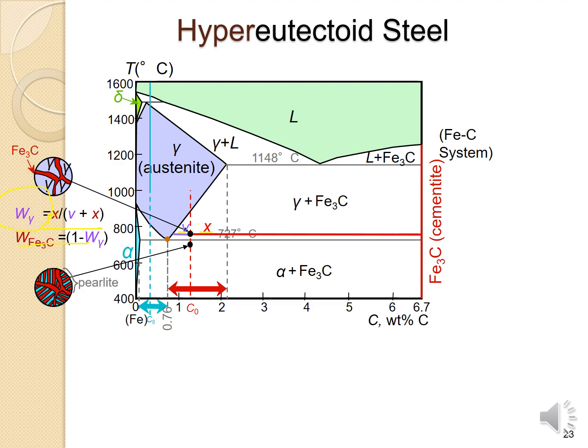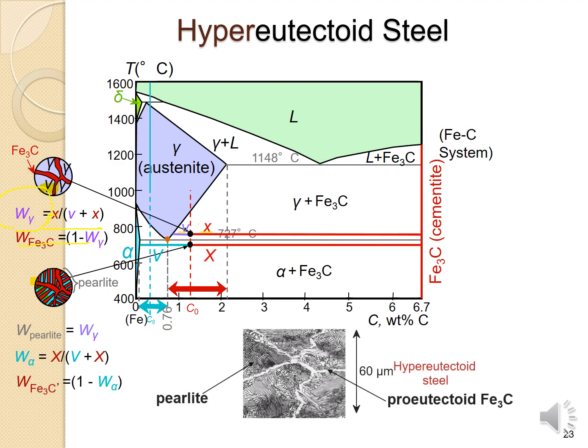And after the eutectoid reaction, all the pro-eutectoid austenite, this light blue region, transforms into the pearlite. So that means the microconstituent pearlite has exactly the same weight percentage as the austenite we calculated earlier. That value we calculated earlier is the same as the weight percentage of the pearlite.